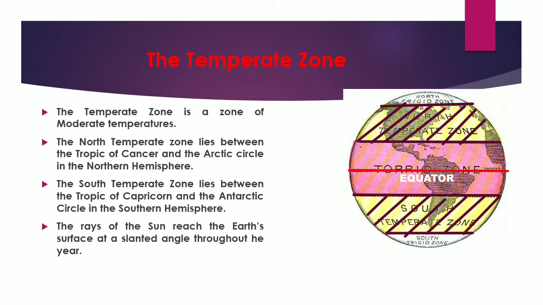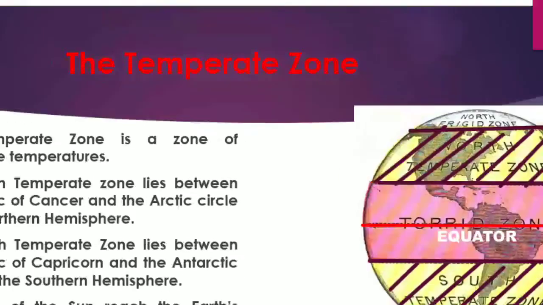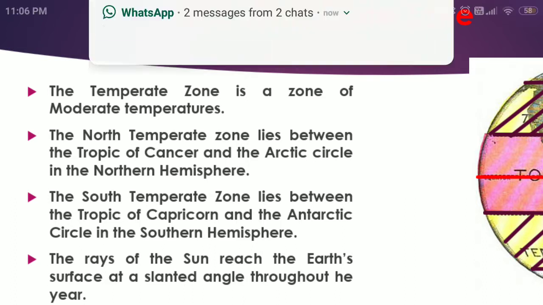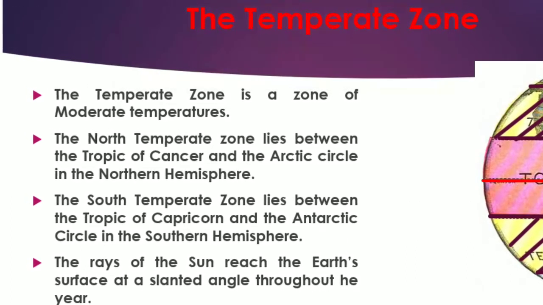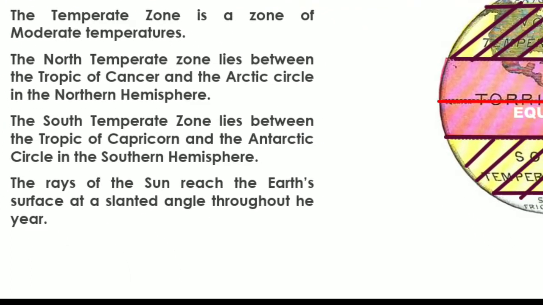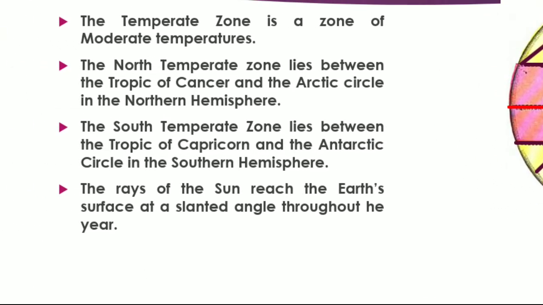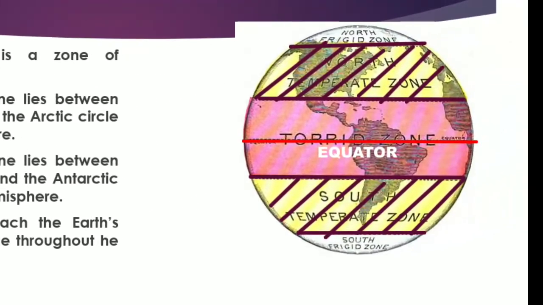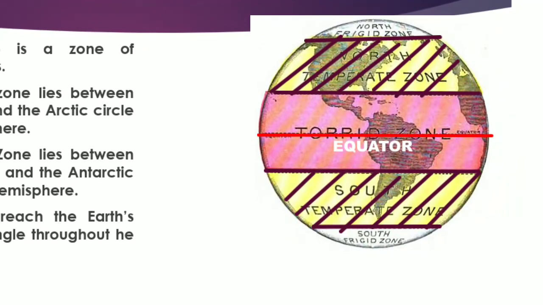Now, the next zone is the temperate zone. The temperate zone is a zone of moderate temperatures. The north temperate zone lies between the Tropic of Cancer and the Arctic Circle in the northern hemisphere. The south temperate zone lies between the Tropic of Capricorn and the Antarctic Circle in the southern hemisphere. The rays of the sun reach the earth's surface at a slanted angle throughout the year. So let's see which one is the temperate zone.